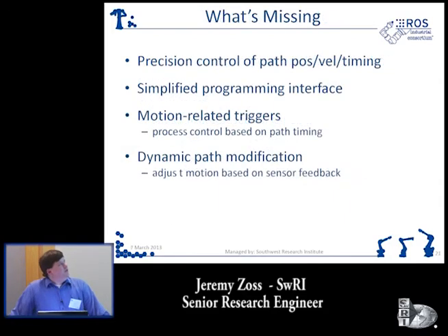I also put together a what's missing slide from the capabilities. We've talked a lot about all these fancy things that ROS can do, but coming from an industrial controller background, there's a few things that you might expect to be present in ROS that aren't, just because there hadn't been a need for these yet. So the top on my list that I put here is precision control of position, velocity, and timing.